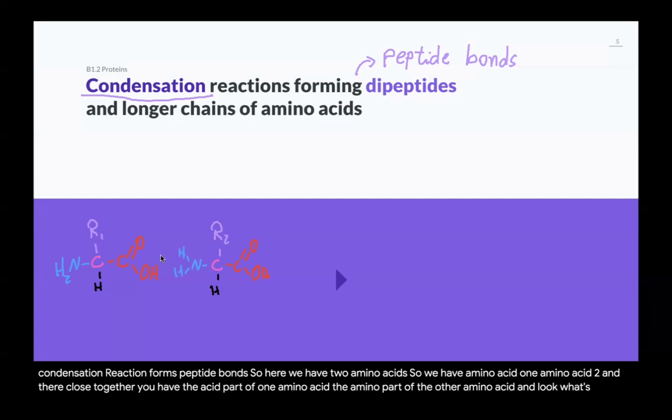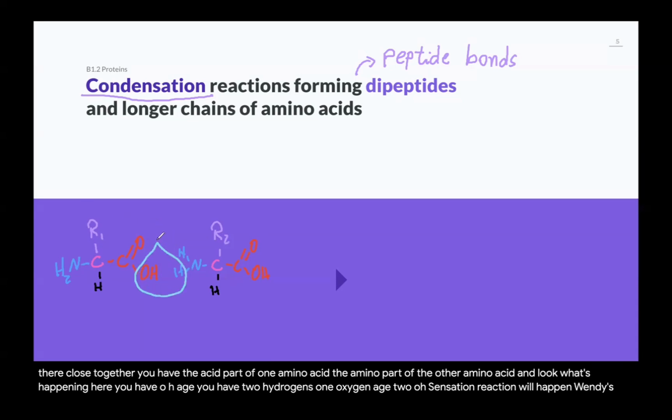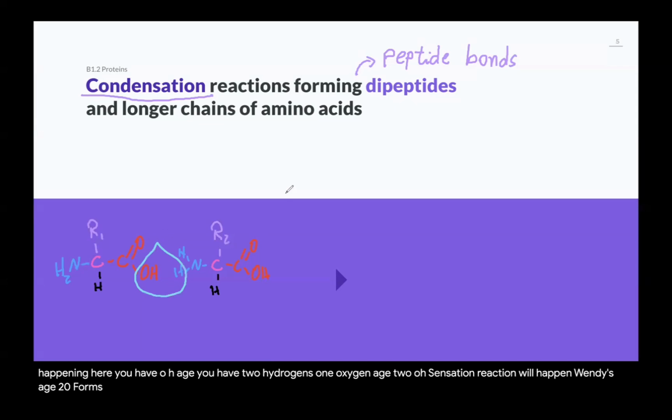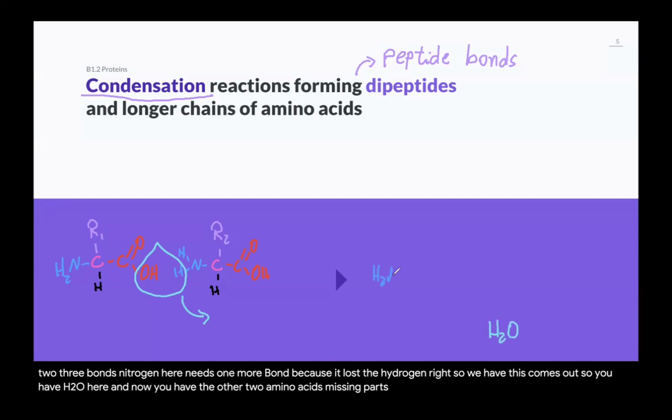And look what's happening here. You have OH and 2 hydrogens, 1 oxygen, H2O. So the condensation reaction will happen when this H2O forms, this water molecule forms. Now the carbon here needs to make a bond because now it has 1, 2, 3 bonds. Nitrogen here needs 1 more bond because it lost the hydrogen, right? So this comes out. So you have H2O here.